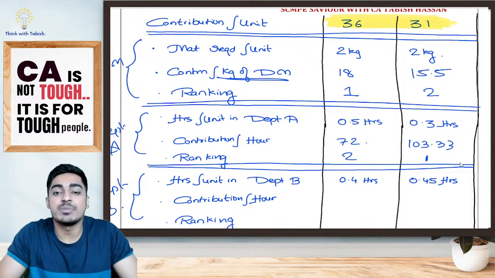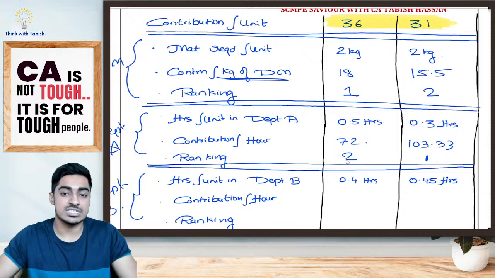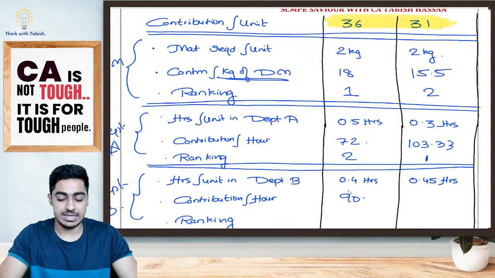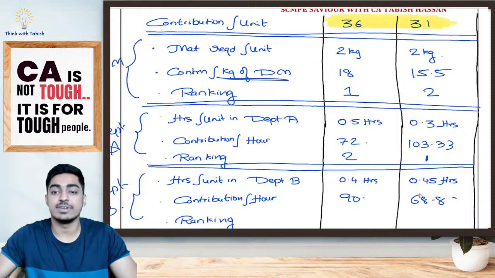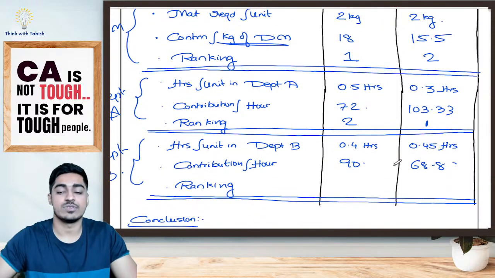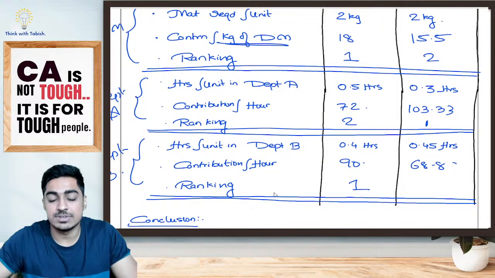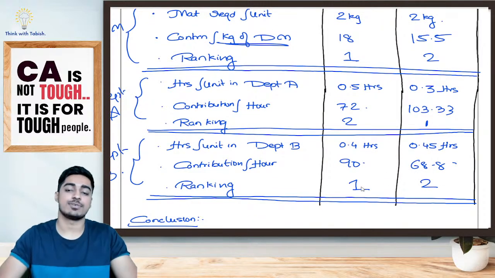Based on Department B, 36 per unit we get, for 1 unit 0.4 hours. So 36 by 0.4 is 90 rupees per hour in Department B. For Y we get 31 for 0.45 hours. So 31 by 0.45 is 68.8 for Y. Again, we have to give the ranking: first ranking for X, second ranking for Y.